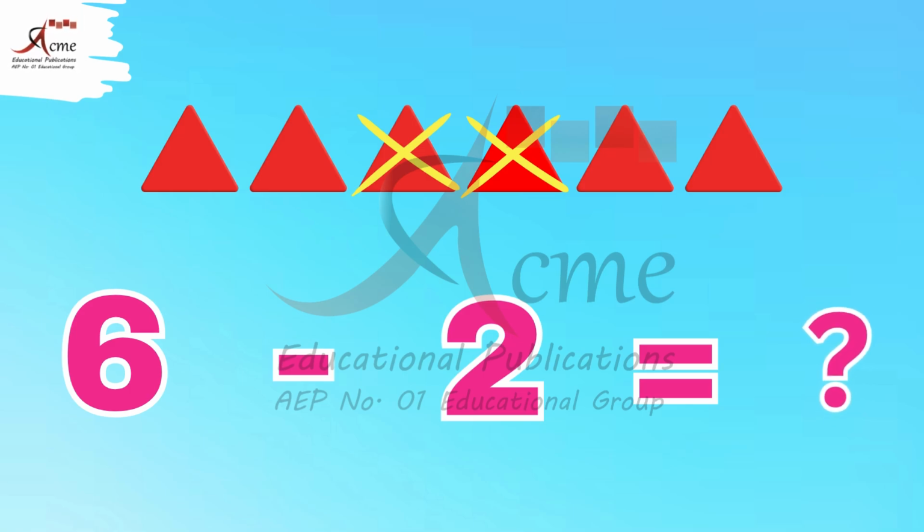Finally, let's do the fifth activity. Look at the picture of the triangles. We have six triangles, and we need to subtract two triangles. Can you count and subtract them? I'll give you 5 seconds to count.